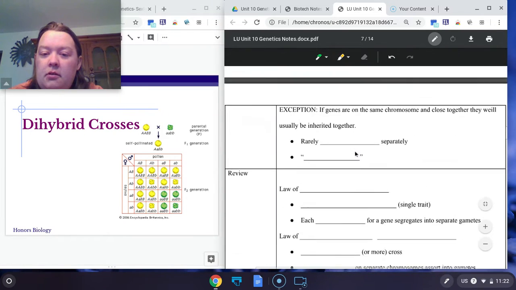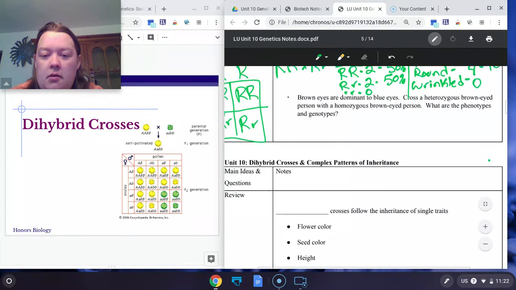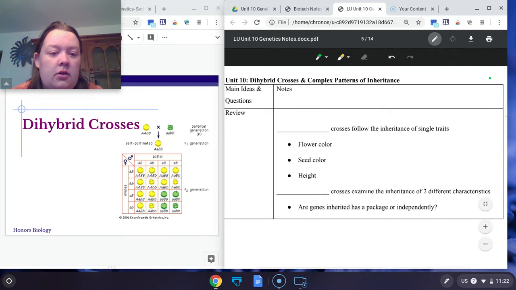Welcome back. Today we're going to be going over some more complex patterns of inheritance. We're going to go through dihybrid crosses, then incomplete codominance, as well as blood types. So a little bit more complex than the last monohybrids that we've practiced.